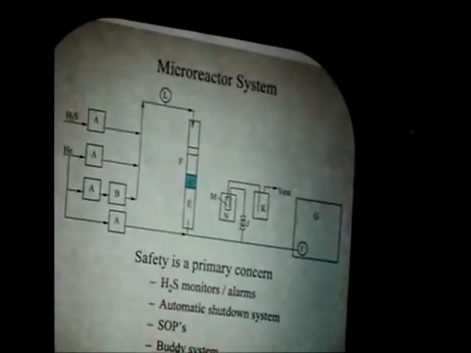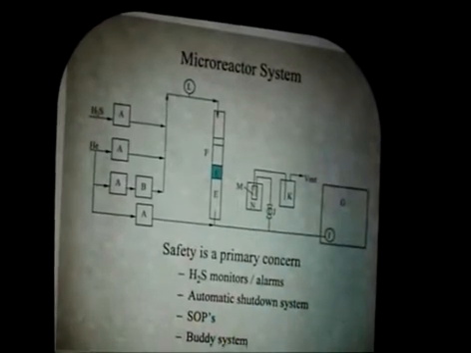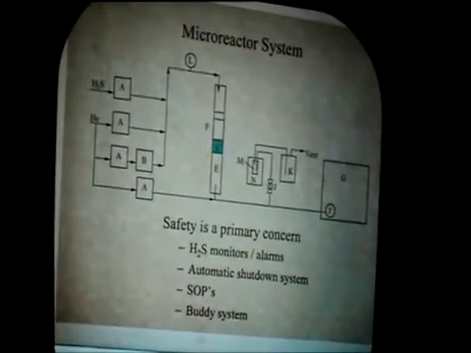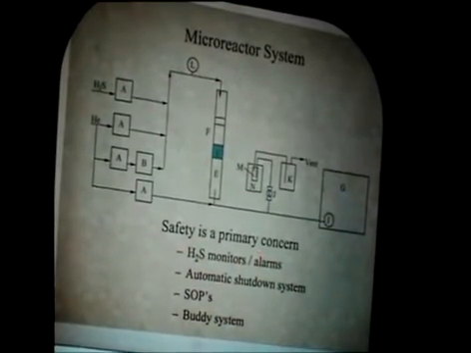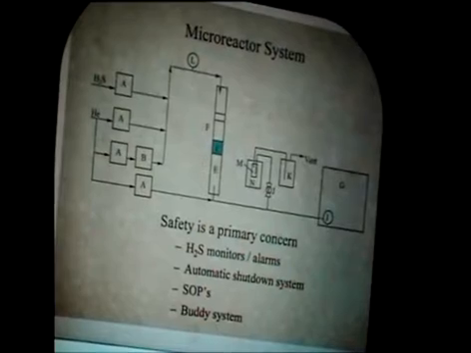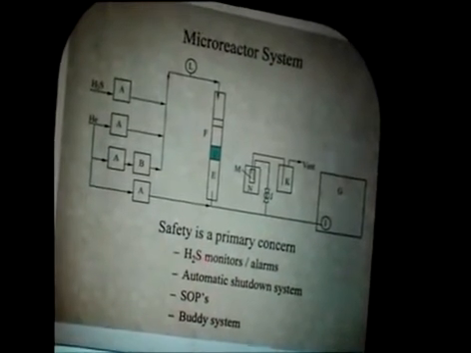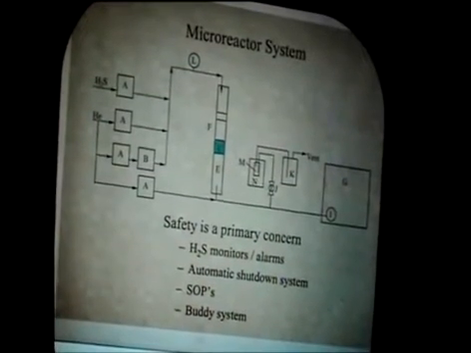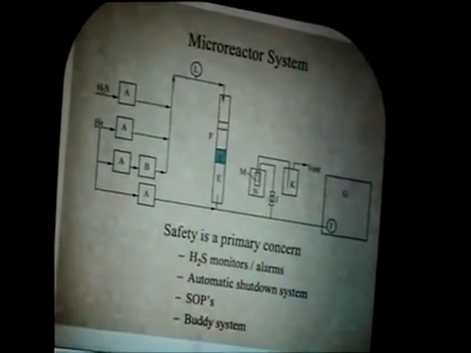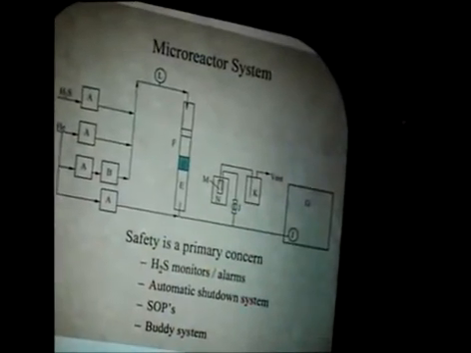In dealing with hydrogen sulfide in a university setting, safety is a primary concern. I actually had some industrial experience in hydrocracking and hydrotreating, so I insisted that we follow some safety guidelines to do this work. We've installed shutdown systems with H2S monitors and alarms, and also extensive standard operating procedures, and we always use a buddy system anytime we open the cylinder of H2S. I should say that this little section right here was used for collecting samples and identifying GC peaks by GC mass spec.